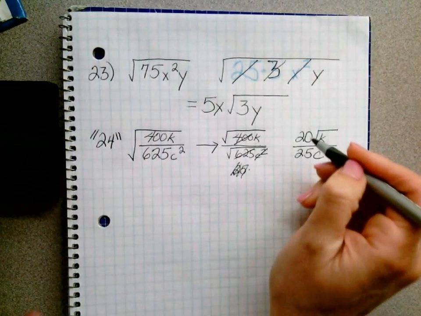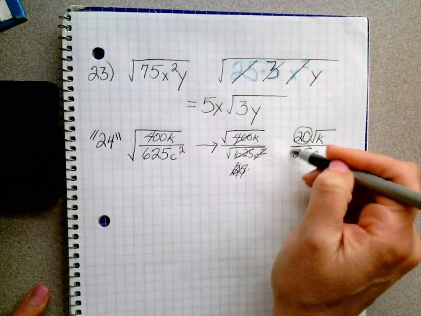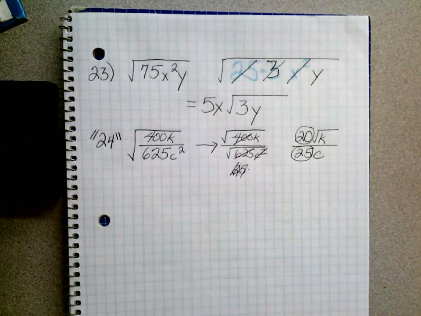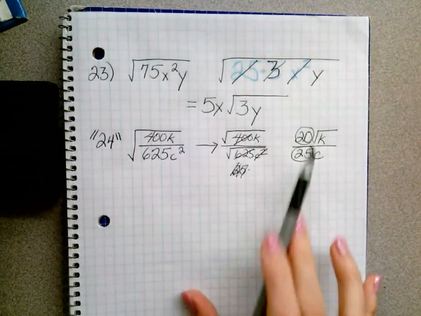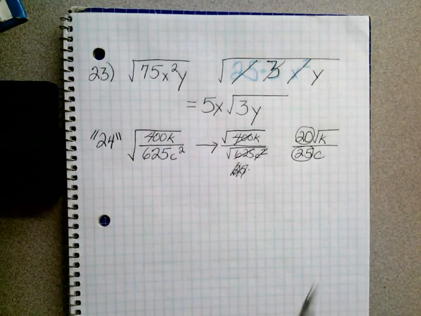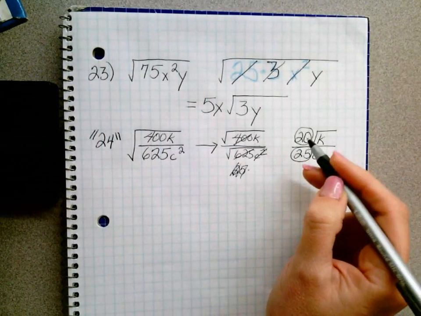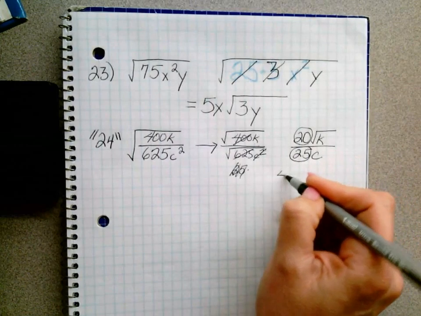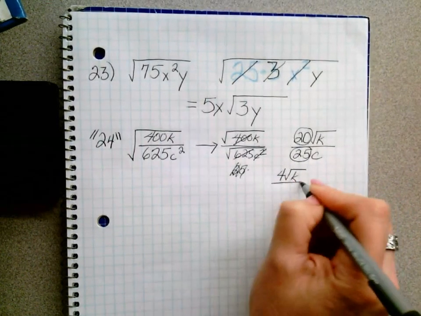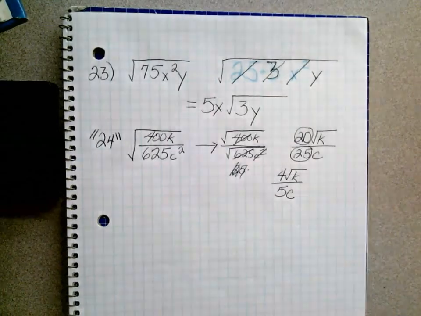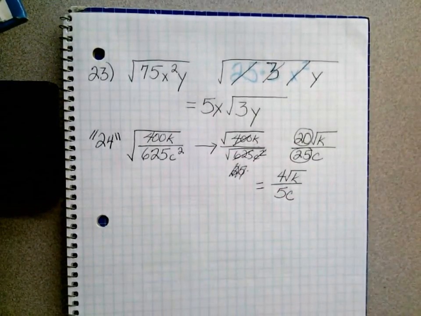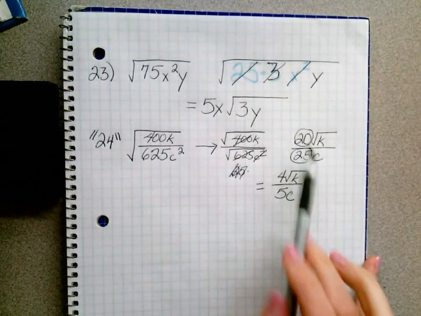Reduce the numbers that are not under a radical. If both numbers were under a radical, they could both be reduced together. But you have to reduce numbers that are in the same position. These are numbers outside of the radical, so they would reduce one another. By 5, so we should end up with 4 radical k over 5c. Okay? They're both reducible by 5.